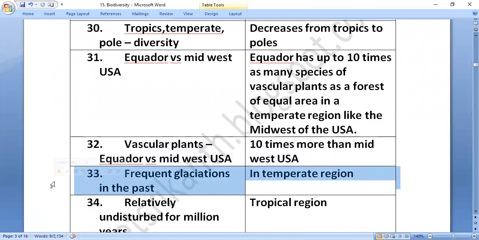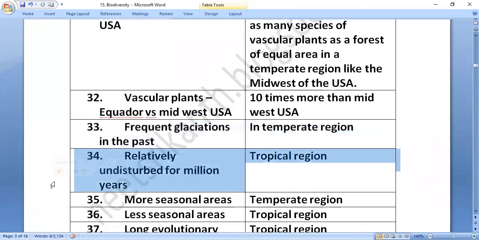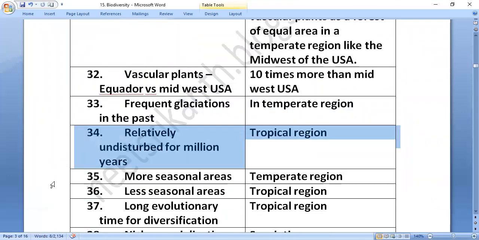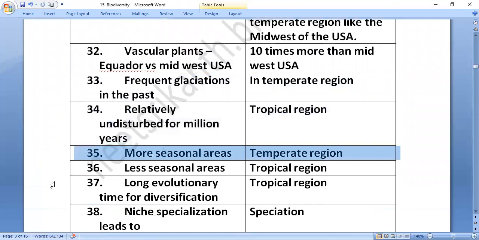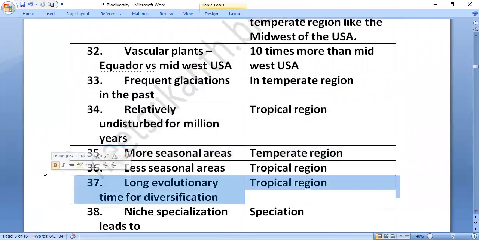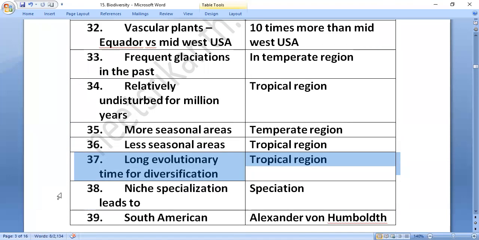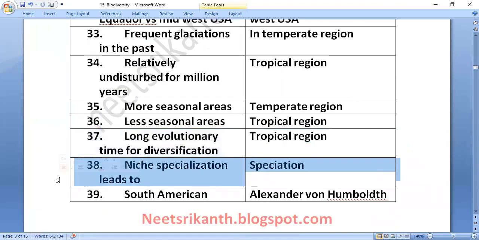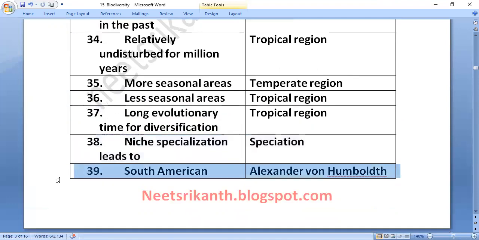Frequent glaciations occurred in the past in temperate regions, while tropical regions were relatively undisturbed for millions of years. Temperate regions are more seasonal; tropical regions are less seasonal. A long evolutionary time allowed diversification in the tropics. Niche specialization, with more possibility in the tropical region, leads to speciation, the formation of new species.